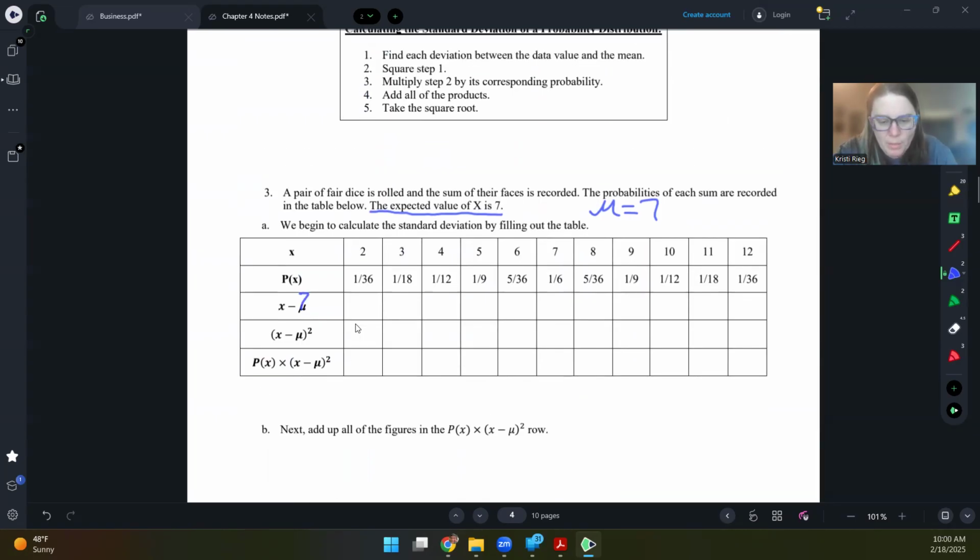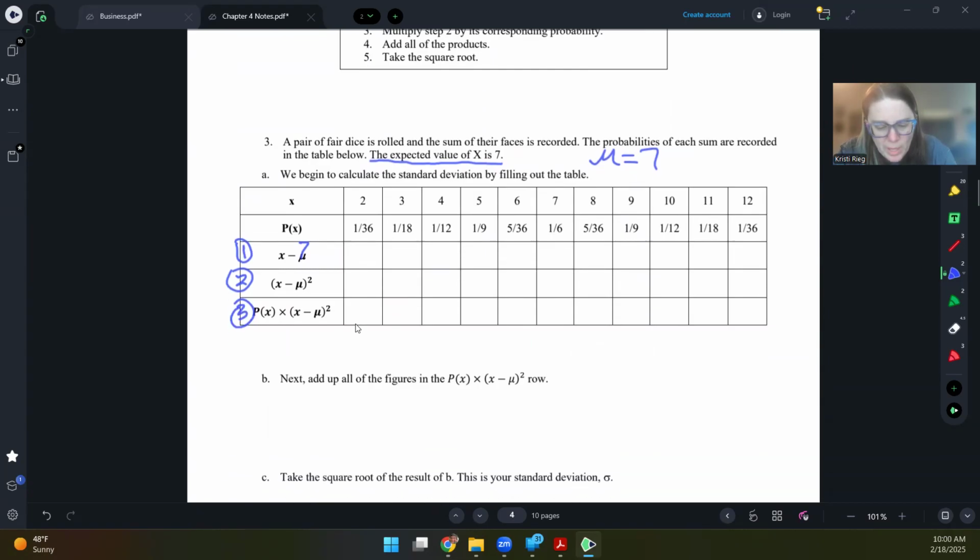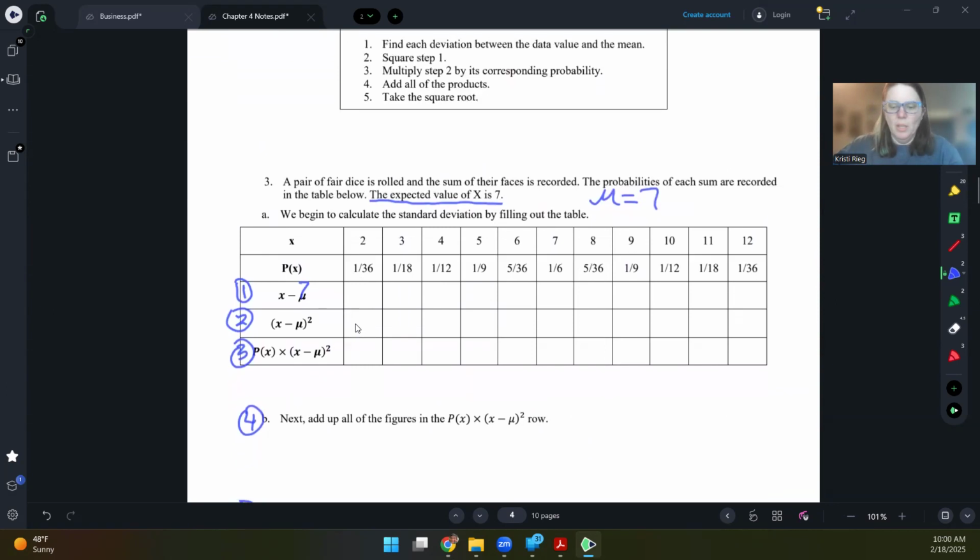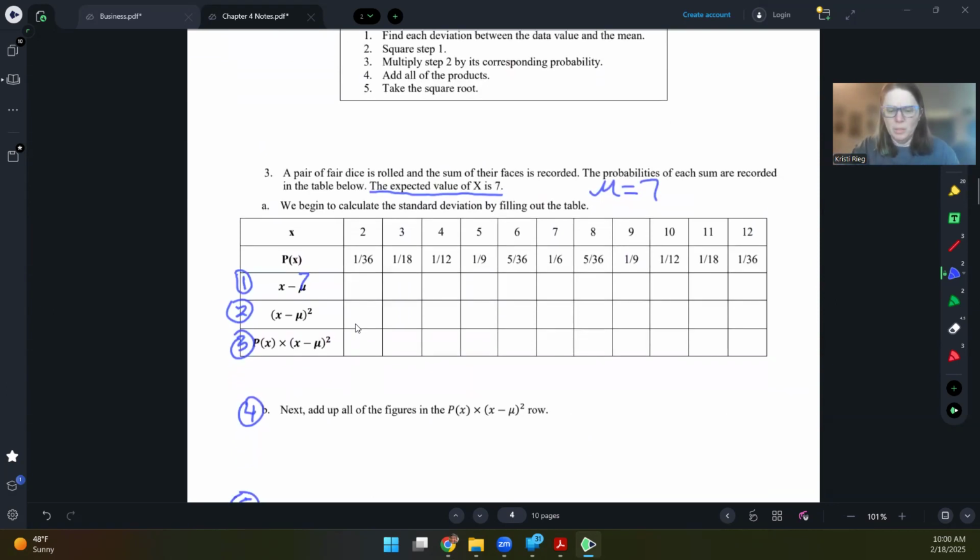Okay, step 1, find each deviation. This is step 1. Step 2, square step 1. Step 3, multiply step 2 by the probability. Step 4, next add up. This is step 4. Take the square root. Step 5. Okay, so we're going to do all these steps, but I just broke it down so it's a little more palatable. I just dropped a bunch of papers because I needed my keyboard.